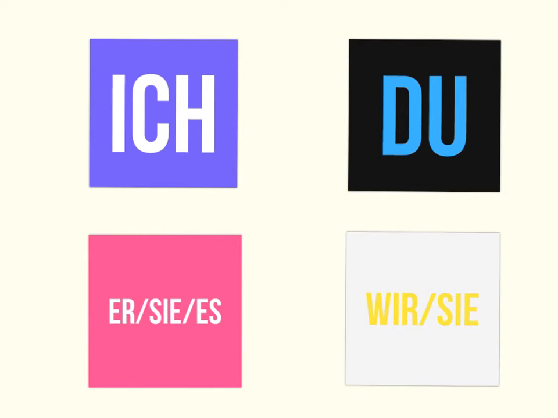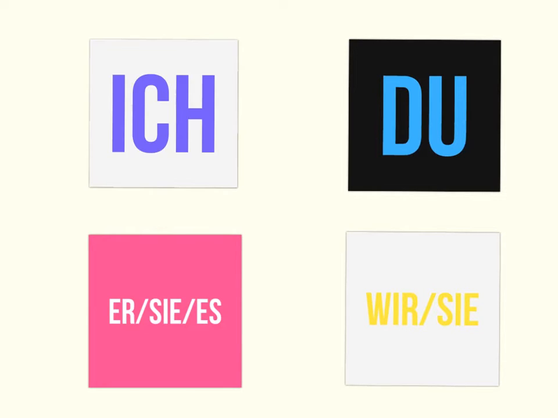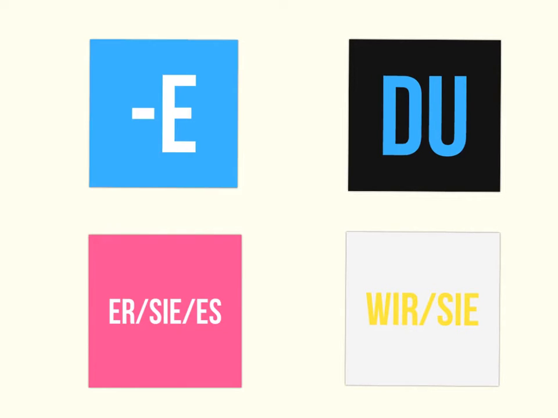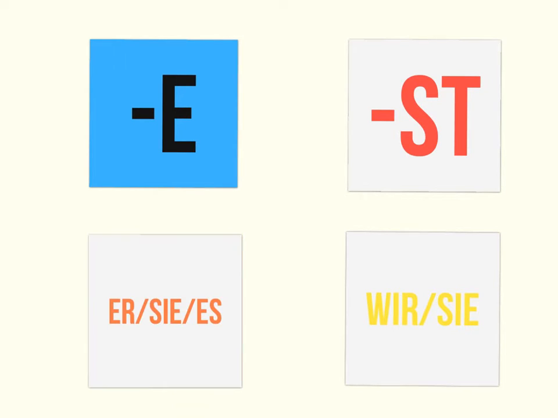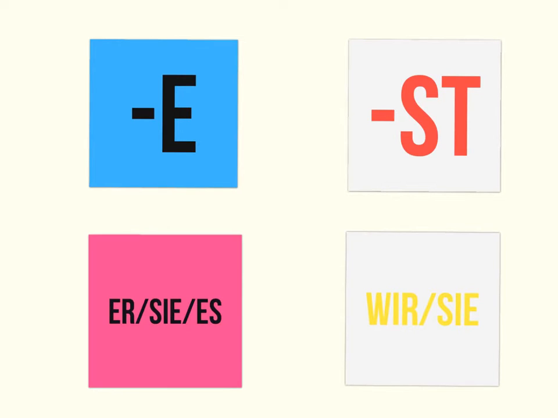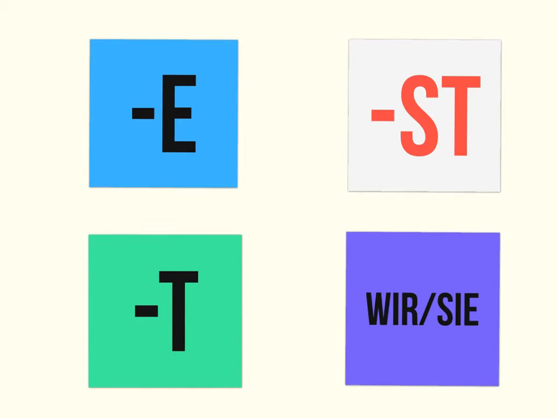Now let's look at the endings. Ich. The ending for a regular verb, in fact most verbs, will always be an E. Du. The ending will always be ST. Er, sie, es. The ending will always be a T. So for one person over there, or using someone's name like Mark or Suzanne, you would use a T. And finally, for both wir and sie, the verb ending is en.